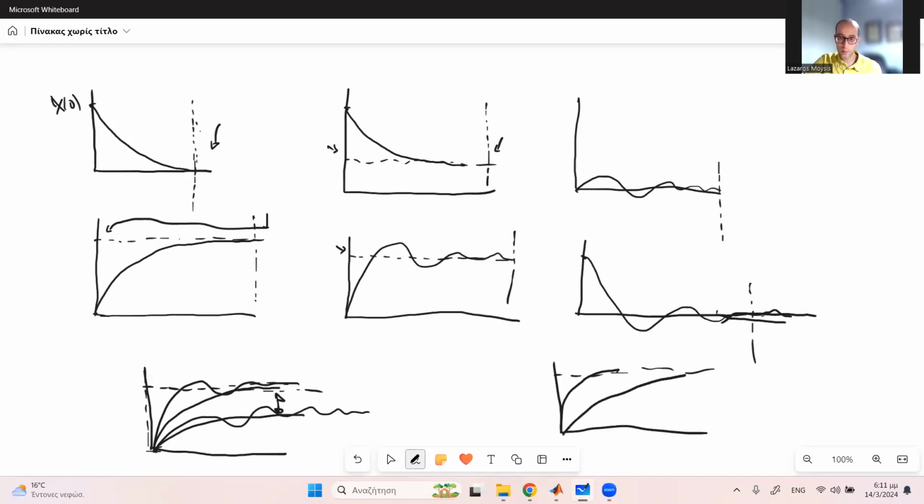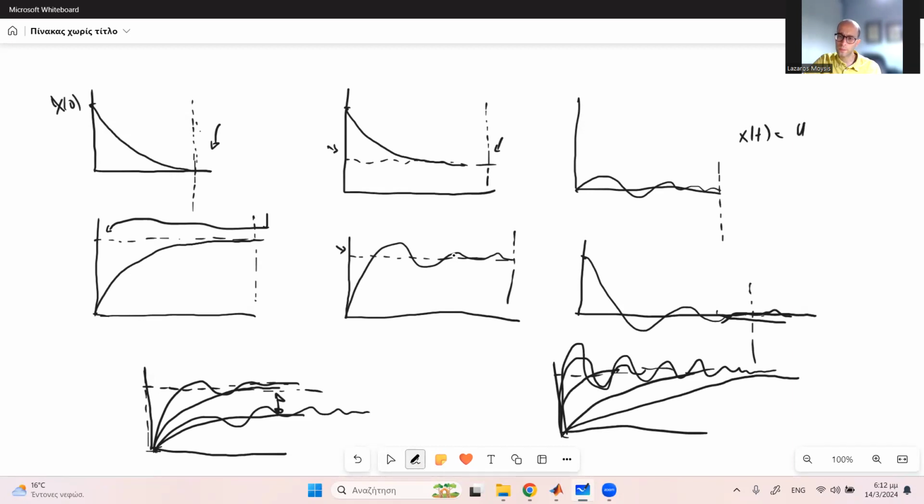You may take a lot of time to transition, or many, many seconds to transition, or you may have a very short oscillation, or maybe a very big oscillation that takes a lot of time to die out. All of these characteristics are given by the transient response. So this is what the transient response refers to.